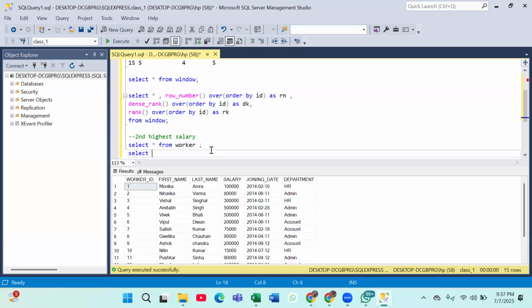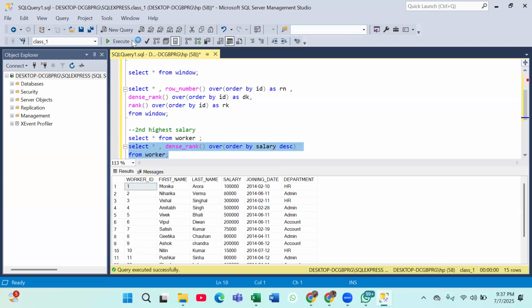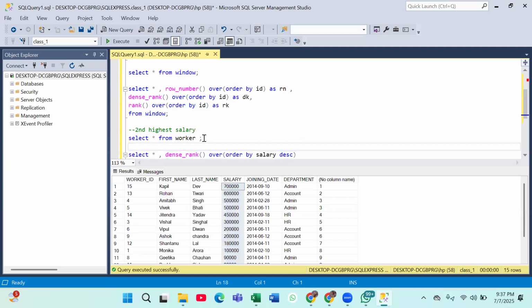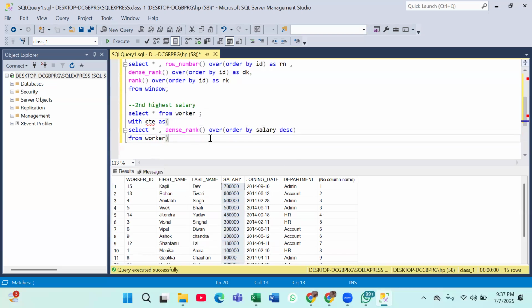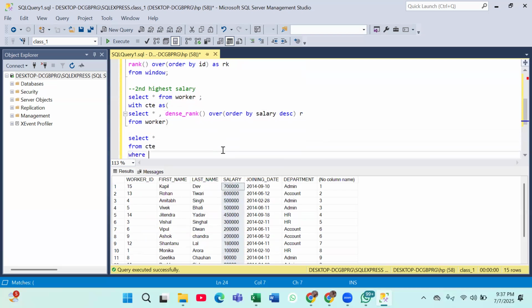So everyone is aware of why we are using dense rank, right? Do you have any confusion in that? If you still have any confusion, please ask me. If you're not going to ask me, I will never know that. So here you can see that we got the ranking for each salary in descending order. Now we want those salaries where my rank will be 2, right? So let's start from CTE where R equals 2.